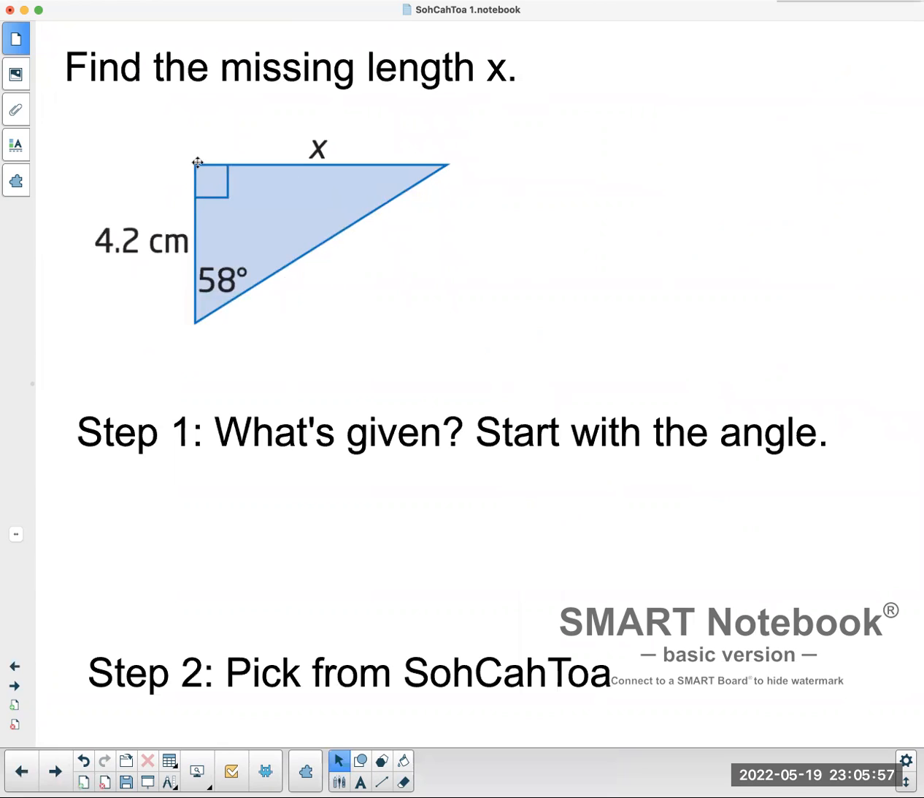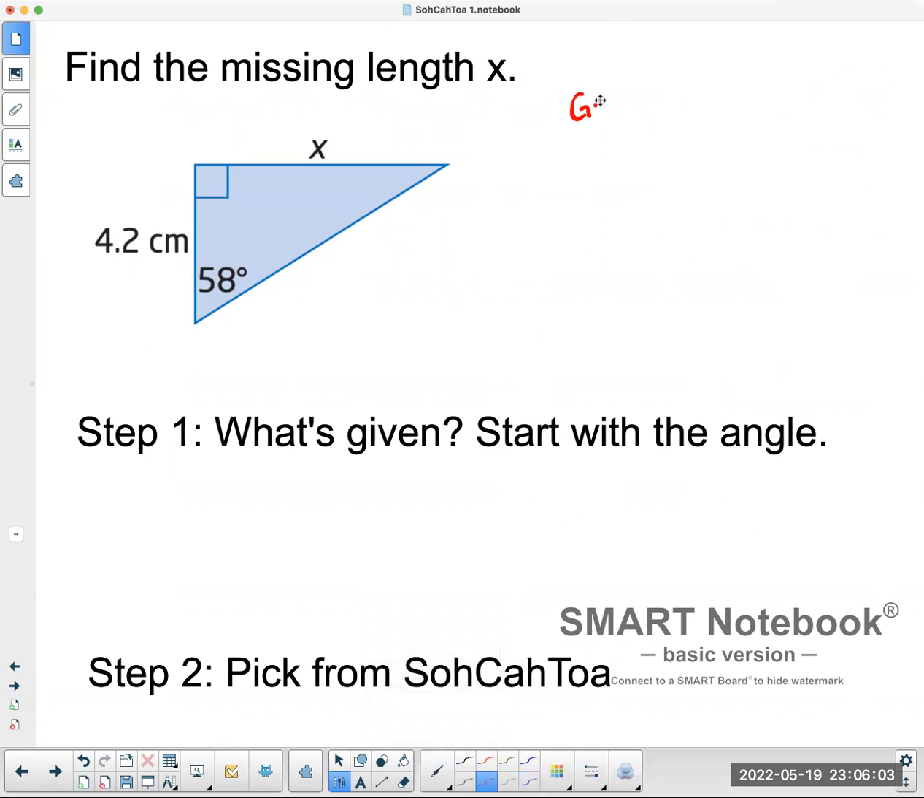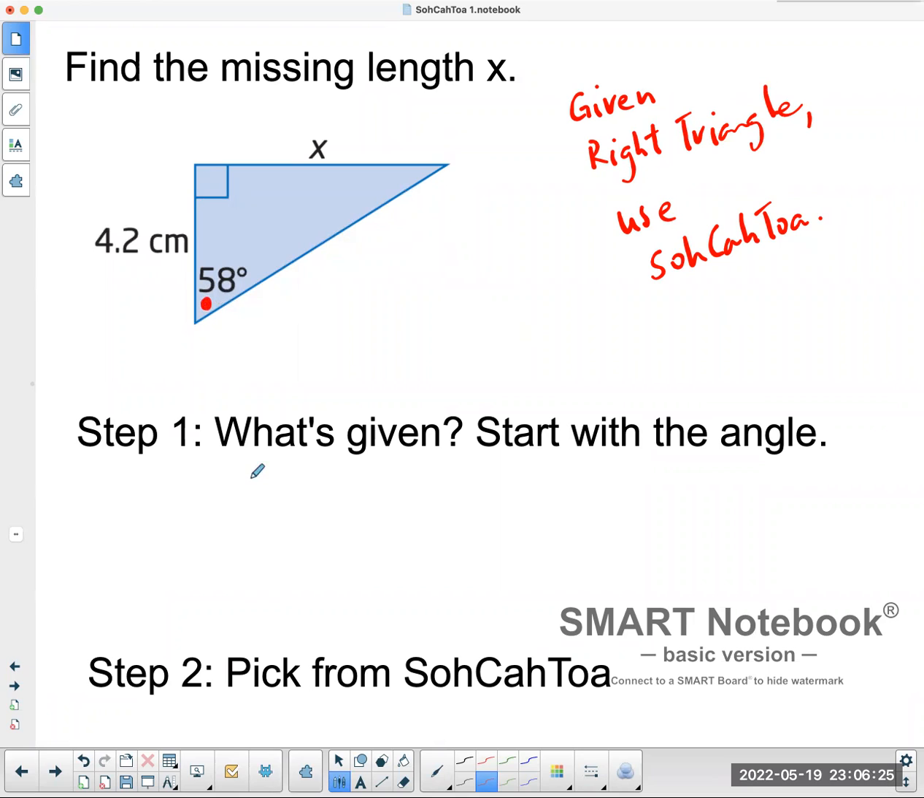Anytime you're given a right triangle, and you have to make sure it's a right triangle, you're going to use what we call SohCahToa. Three steps. First step, always write down what's given, and you always start with the angle. So the angle is given. The angle is equal to 58 degrees. That's where you're standing. Now, if you're standing right here, then this side is opposite to where you're standing. Then the opposite side is equal to the letter X.